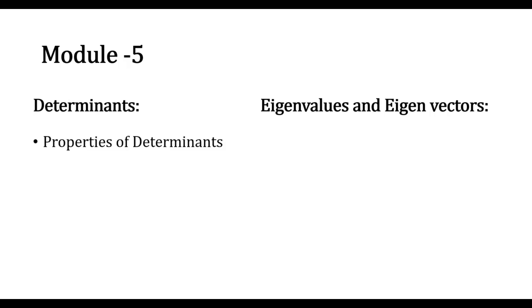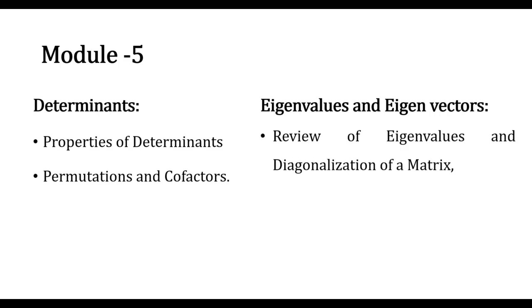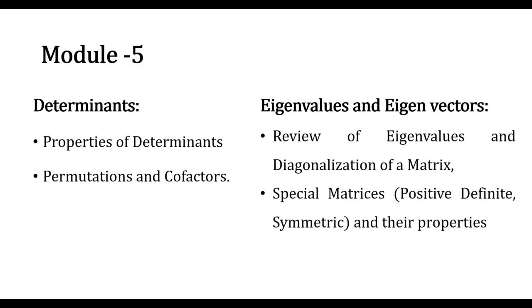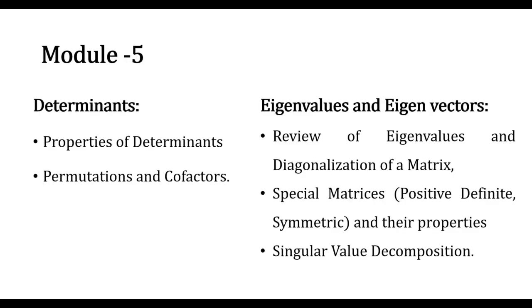So in determinants, we will study the properties of determinants, permutations and cofactors. Then in eigenvalues and eigenvectors, we will be studying a review of eigenvalues, then what is meant by diagonalization of matrices, then special matrices like positive definite and symmetric matrices, and their properties. All those things will be studied. Then singular value decomposition, that's the last concept of the 5th module.